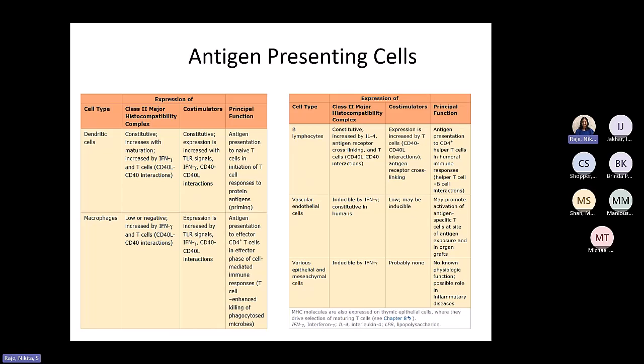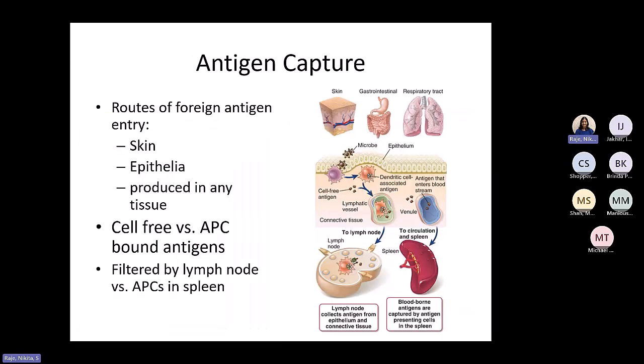Various APCs are mentioned in this table. We've talked about the first three. There are other antigen presenting cells like various epithelial or mesenchymal cells or vascular endothelial cells that can present antigens as well. Typically, when we talk about antigen capture and antigen presentation, we are talking about the first three that we talked about. But remember, all nucleated cells have class I MHC on them that can be used to present antigens to CD8 T cells.